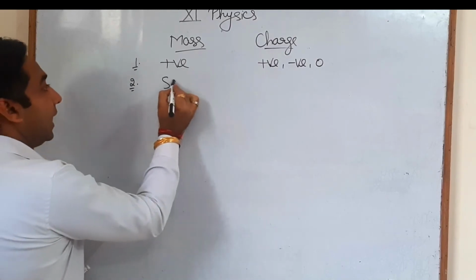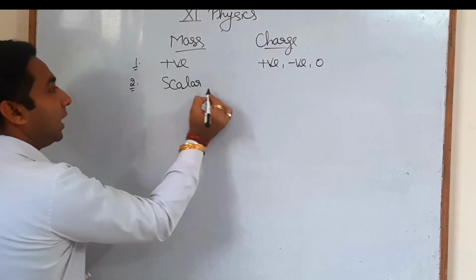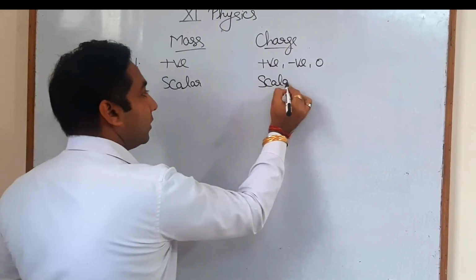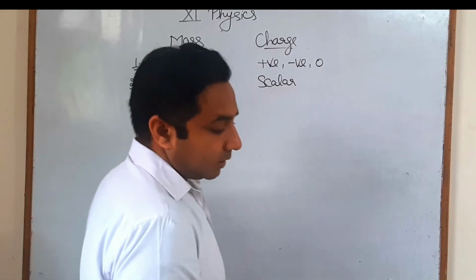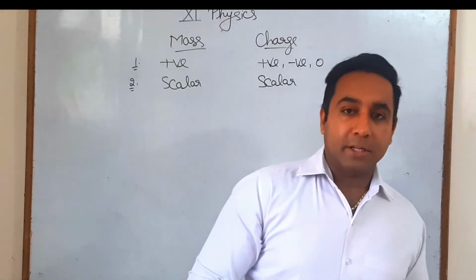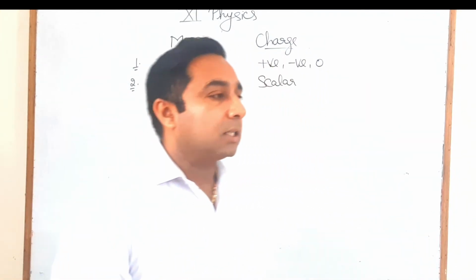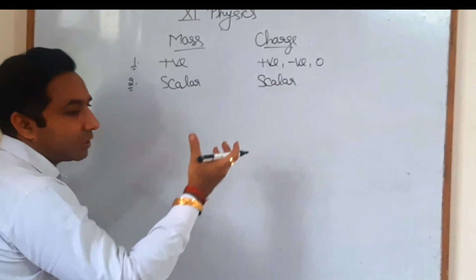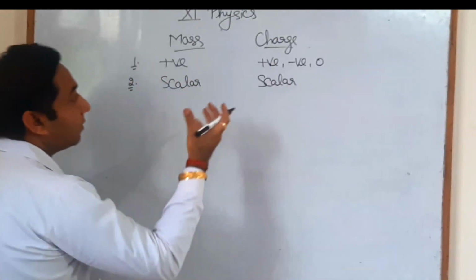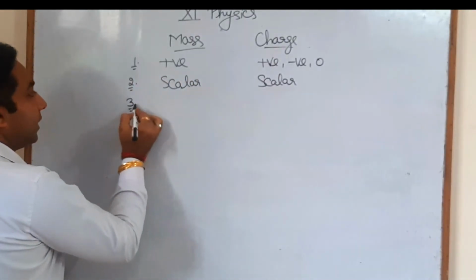Mass and charge, no doubt, both are scalar quantities. We have already discussed scalar and vector. If I'm talking about the mass, if I'm talking about the charge, both are scalar quantities. So no doubt this point is not in the differences. That's a basic point of mass and charge.